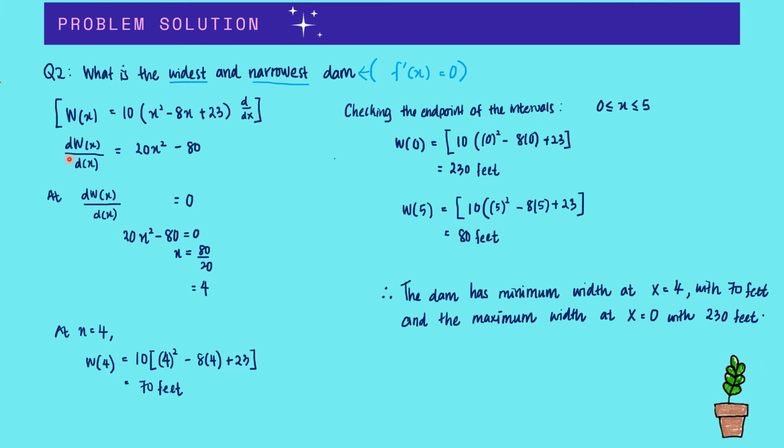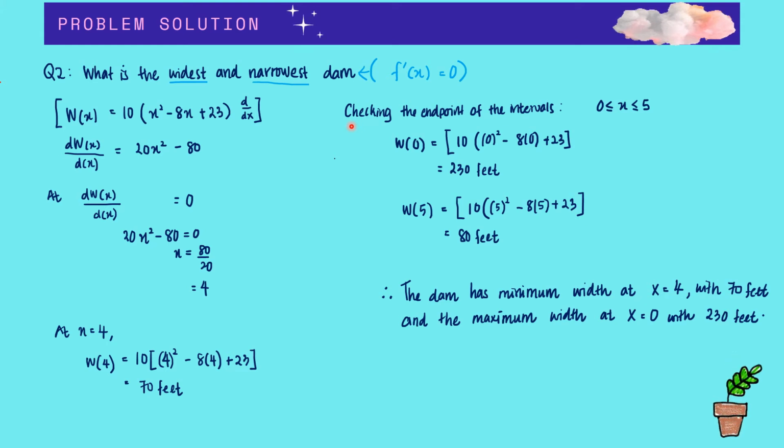So we let the first derivative, W prime of x, equal 0. Therefore, we will get x equals 4. At x equals 4, we substitute into the same function, W(x). Therefore, W(4) gives us 70 feet.